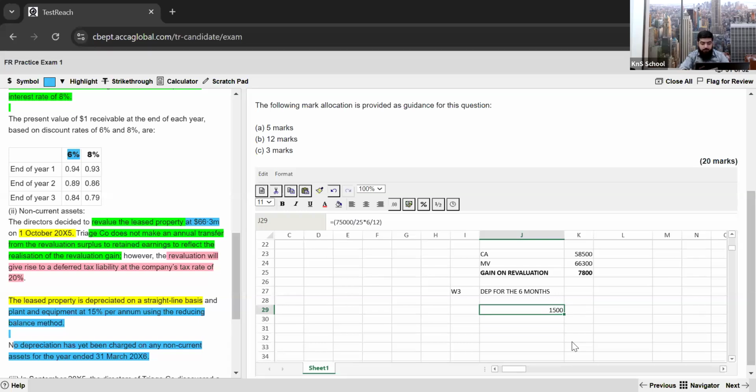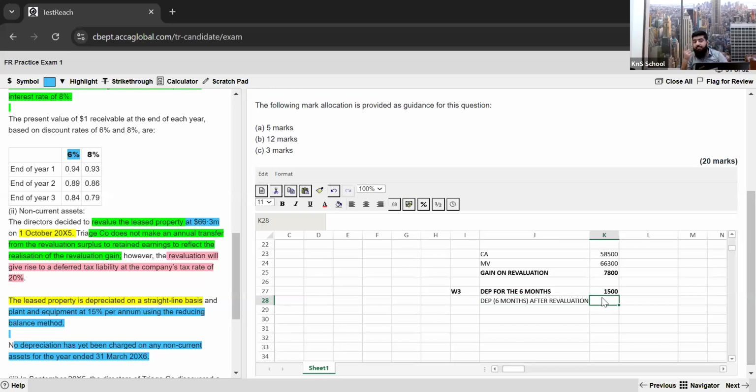Now, this is something that you have to learn. That was the depreciation for the first 6 months. Now, let's calculate the depreciation for 6 months, but this time after revaluation. And remember, what is the basic rule of revaluation? That after revaluation, assets will be depreciated at its revalued amount over its remaining useful life.